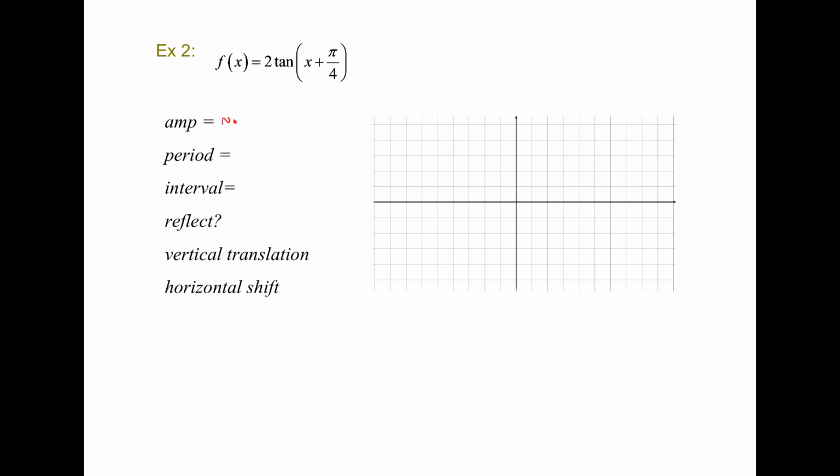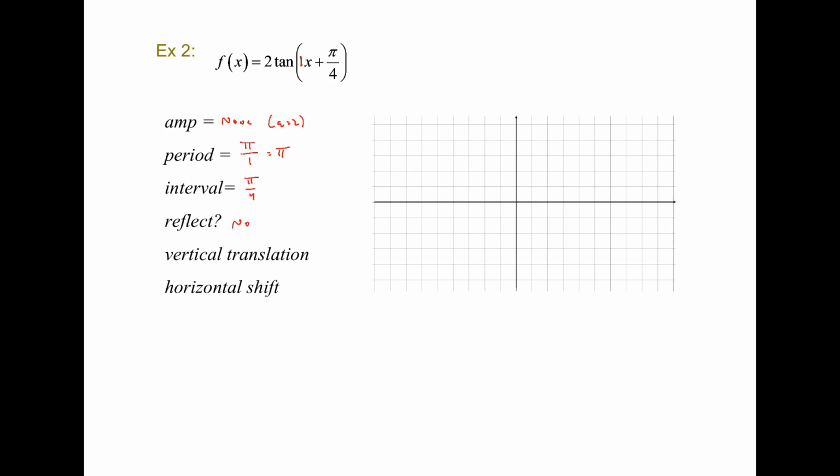Alright, in the last example here, f of x equals 2 tangent of x plus pi over 4. So your amplitude, none. Once again, we want to know what the a value is, so we'll say a is 2. The period is pi divided by the b value. Now, the number in front of x is just 1, so we don't have to factor anything out, so it's just pi divided by 1, which is pi. And then you break your interval up into fourths.